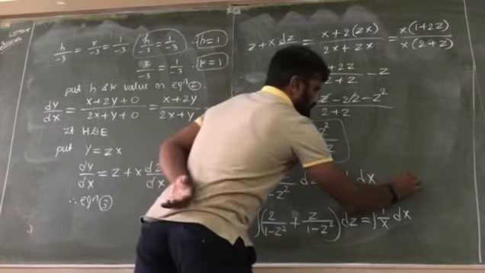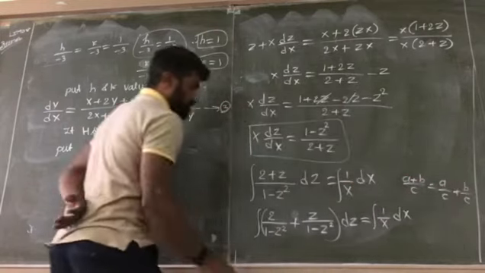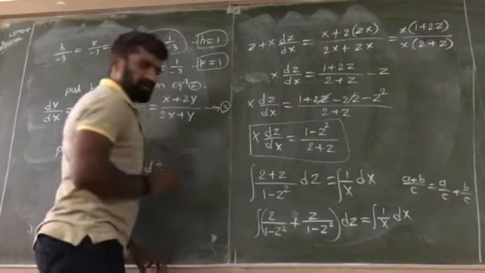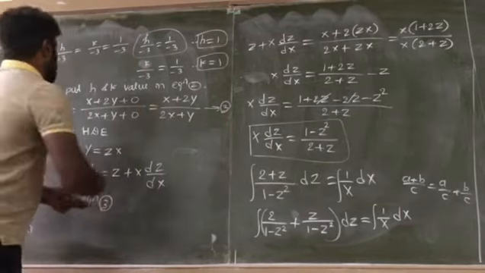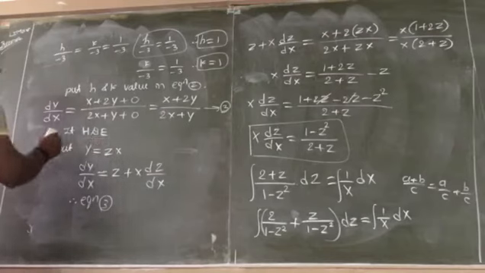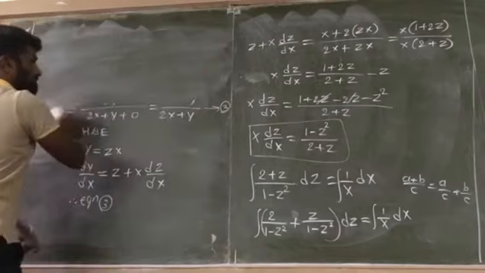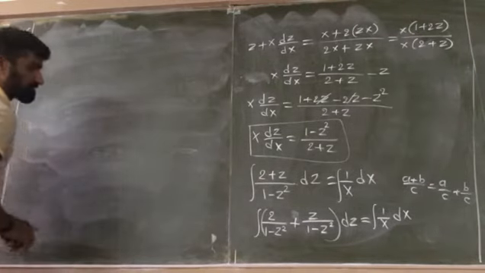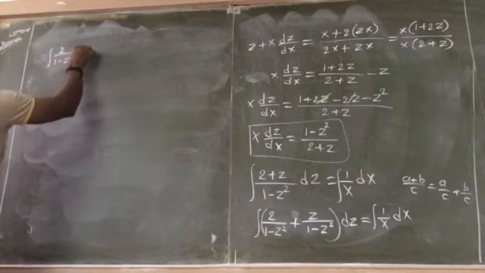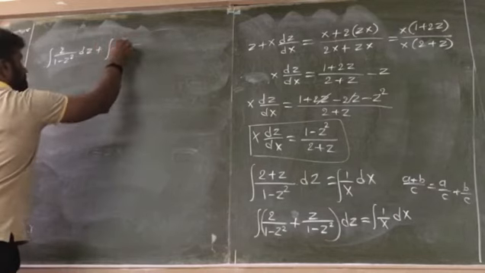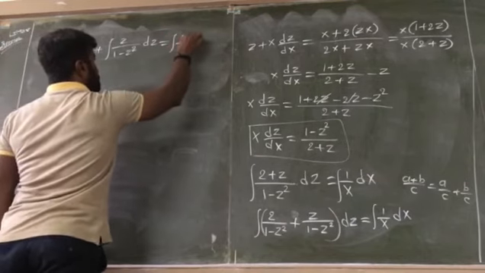Use a plus b divided by c equals a by c plus b by c if it is possible. When the numerator has power 1 and the denominator has a higher power, we can use the a plus b divided by c formula. Next, we can also use partial fractions, writing 1 minus z square as 1 minus z into 1 plus z and simplifying, but let us apply it directly. So that equals integration of 2 divided by 1 minus z square into dz plus integration of z divided by 1 minus z square into dz, equals integration of 1 by x into dx.